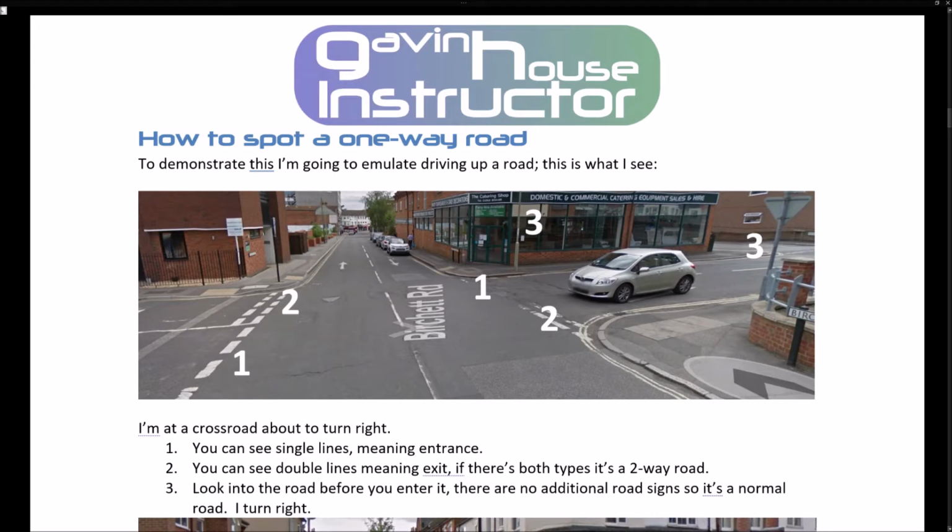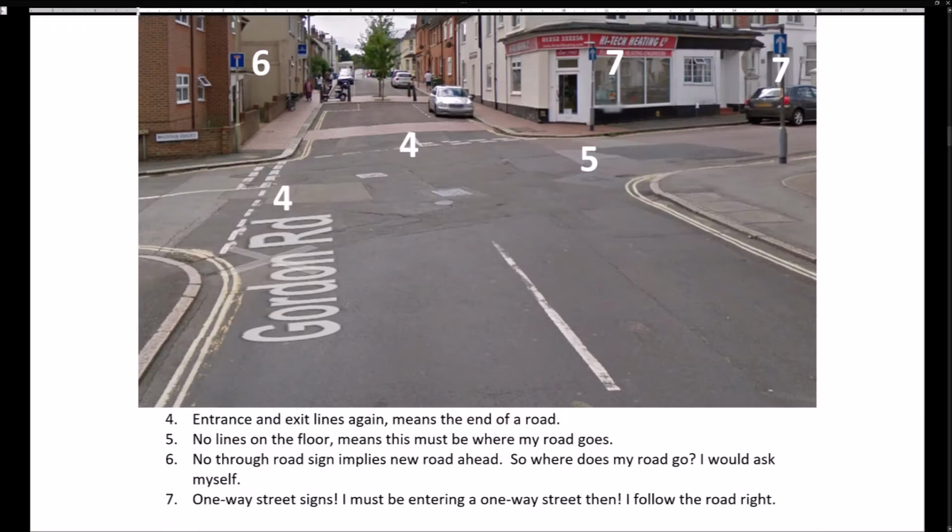3. Look into the road before you enter it. There are no additional road signs, so it's a normal road. I turn right. 4. Entrance and exit lines again, meaning the end of a road. 5. No lines on the floor, means this must be where my road goes. 6. No through road sign implies new road ahead.